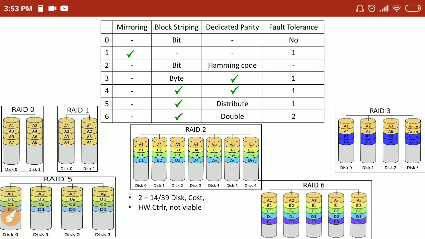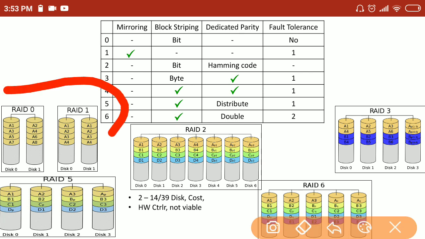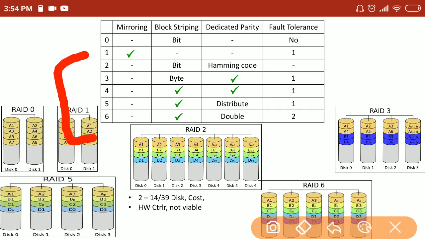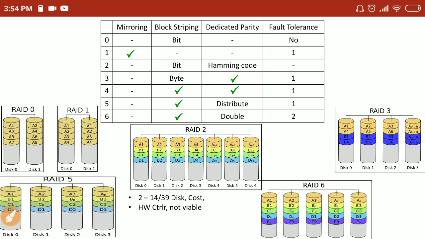So here you can see that RAID 0 and 1 are not using any parity. No parity is used in RAID 0 and 1, and in all other RAID levels parity is being used, from 2 to 6.